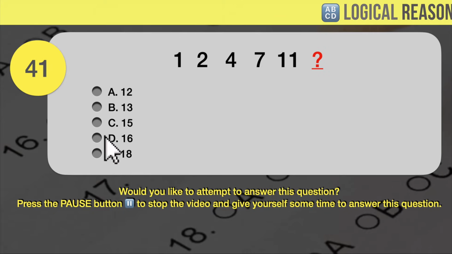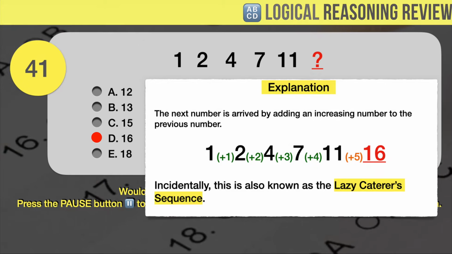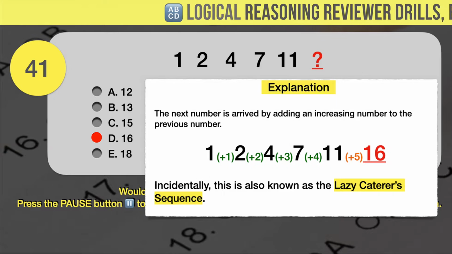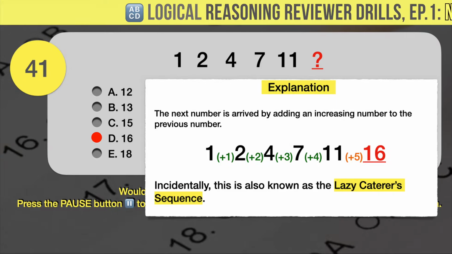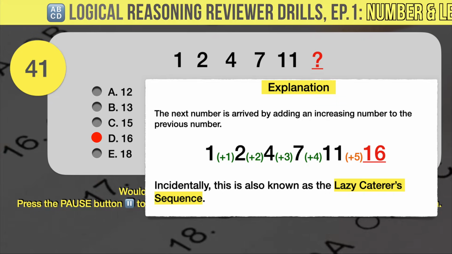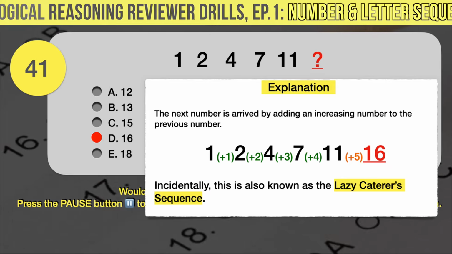The correct answer is D. 16. The next number is arrived by adding an increasing number to the previous number. That is, 1 plus 1 equals 2, plus 2 equals 4, plus 3 equals 7, plus 4 equals 11, plus 5 equals 16, which is the next number in the sequence.